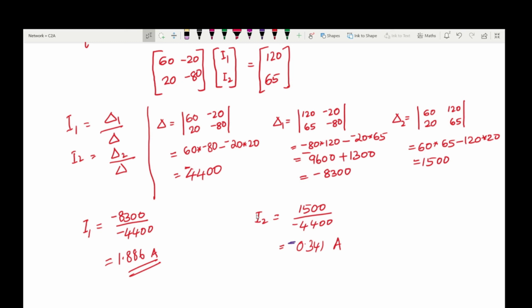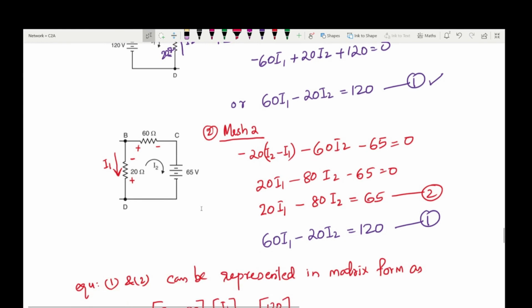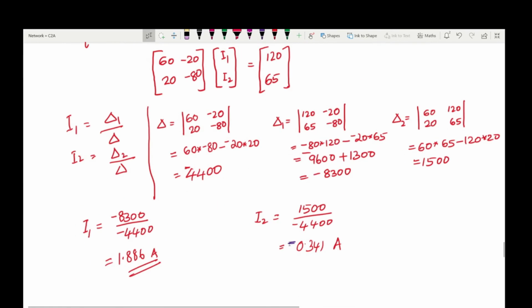So what is the meaning of minus 0.341 ampere? Our assumed direction is opposite to the actual direction. So the actual direction of current is not like this. The actual current direction through this branch is in this way. So that is the indication of this minus 0.341 ampere.